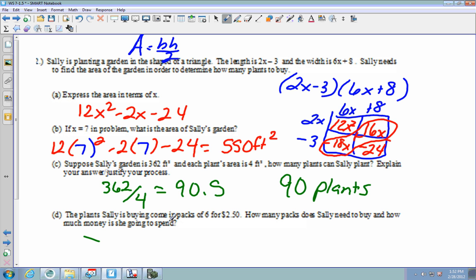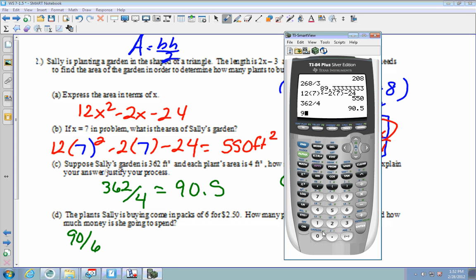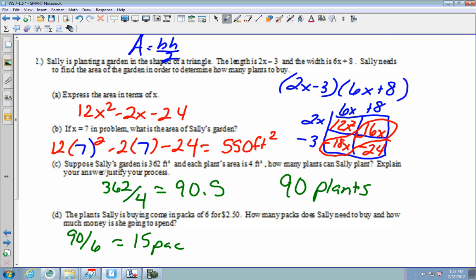The plant Sally is buying comes in packs of 6 for $2.50. How many packs does Sally need to buy, and how much money is she going to spend? Well, first off, if you need 90 plants and 6 come in a pack, let's take 90 divided by 6. I get 15. I need 15 packs. And how much is that going to cost?